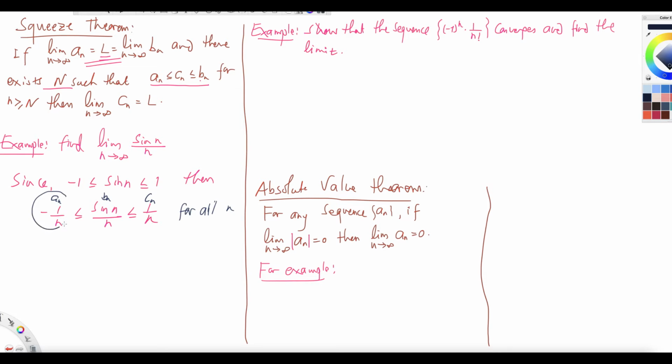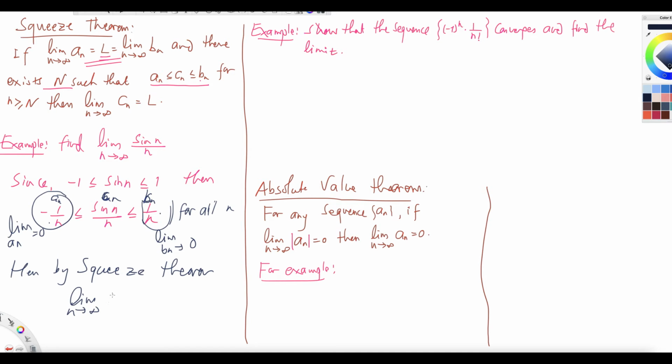Now what is the limit of an? The limit of this an will be 0, because when n tends to infinity, this goes to 0. Similarly, sorry, this is cn, and this is bn. What is the limit of bn? The limit of bn is also 0, right? Since the limit of the left and the limit of the right are equal, and they are equal to 0, the limit of the middle, because the middle is smaller than the bigger one and bigger than the smaller one, hence by the squeeze theorem, the limit as n tends to infinity of sine n over n is also 0. So this is the squeeze theorem.